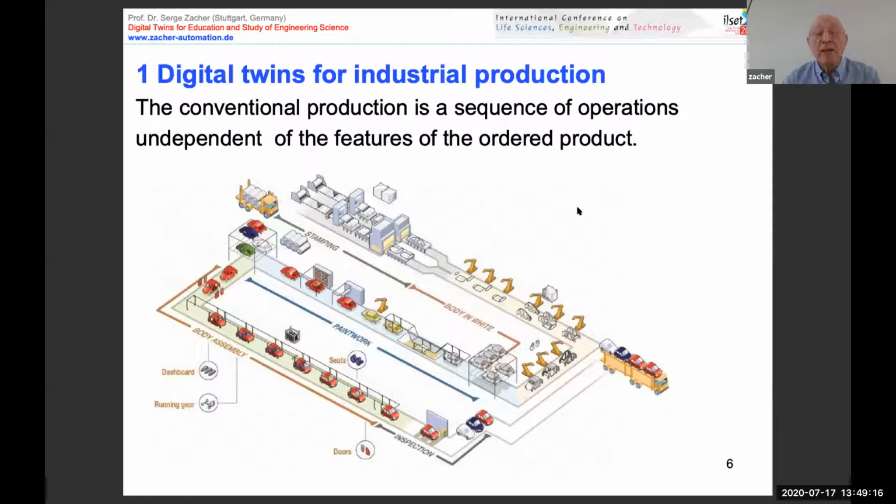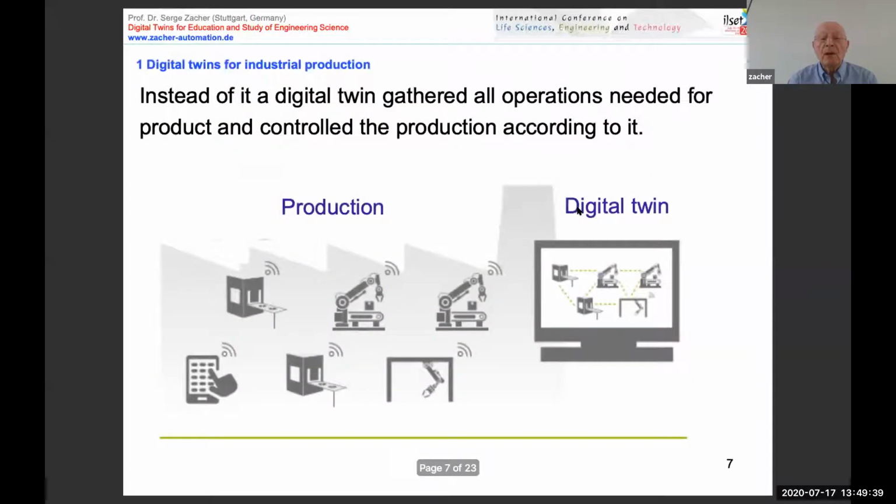It is only a figure that shows how conventional production is done. Namely, it is sequential production without considering the features of the product, that means one station after another station. And the digital twin means that a client will order a product, and the order already contains the sequence of operations. Practically, the digital twin controls the production.